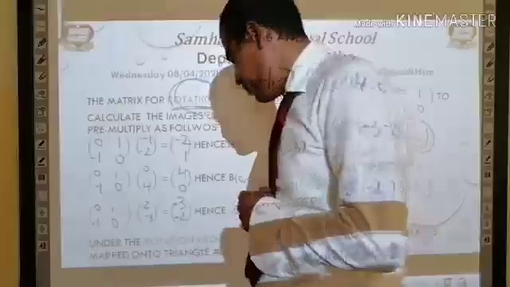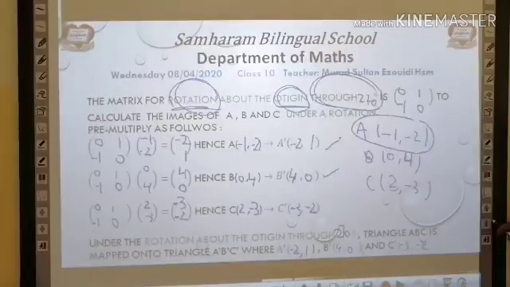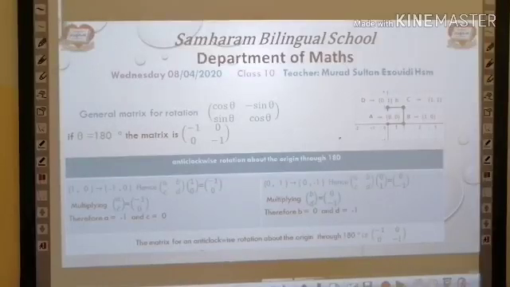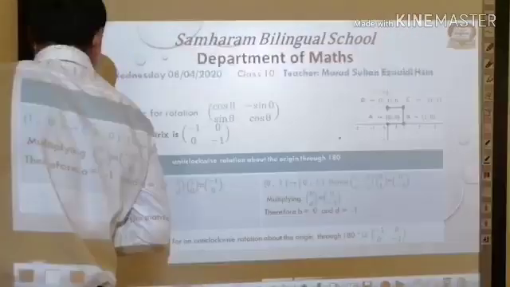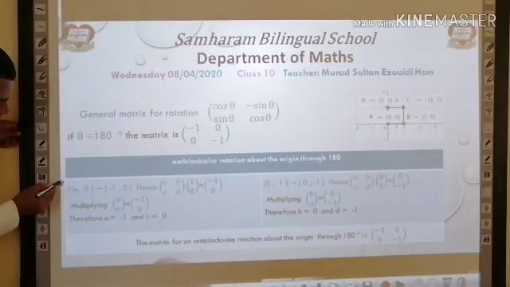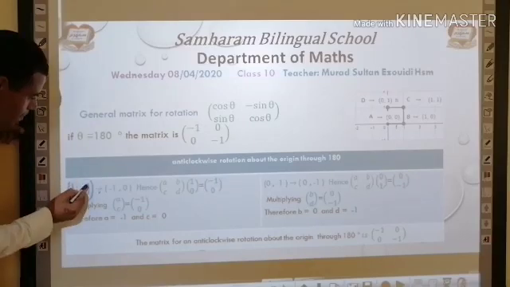Then the next example, my kids. Now let's see when theta equals 180 degrees. Let's see the matrix for an anti-clockwise rotation about the origin through 180 degrees. I will start from the point 1, 0 and transform it about the origin through 180 degrees. This maps to what, my kids?